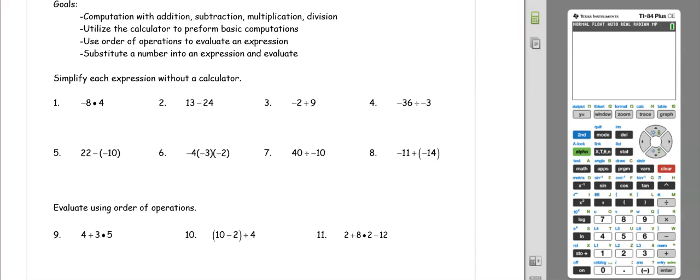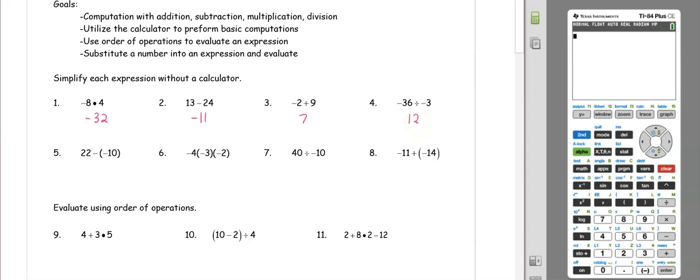So in number 1, we have negative 8 times 4. So we have a negative and a positive, which is going to get us negative 32. In number 2, we have 13 minus 24, which is going to be negative 11 because 24 is a bigger number and it's negative. Number 3, we have negative 2 plus 9, which is 7. Number 4, we have negative 36 divided by negative 3, which is 12.